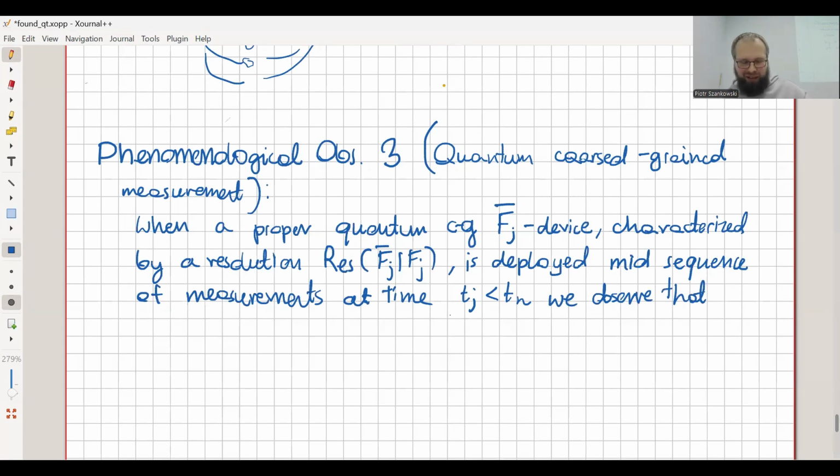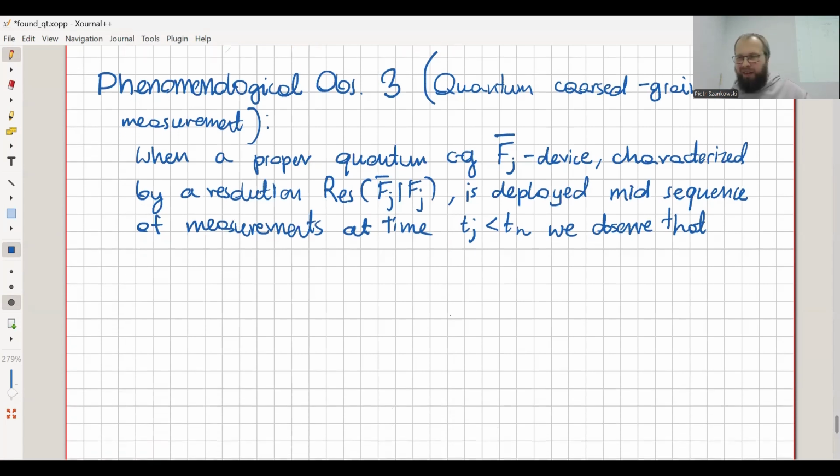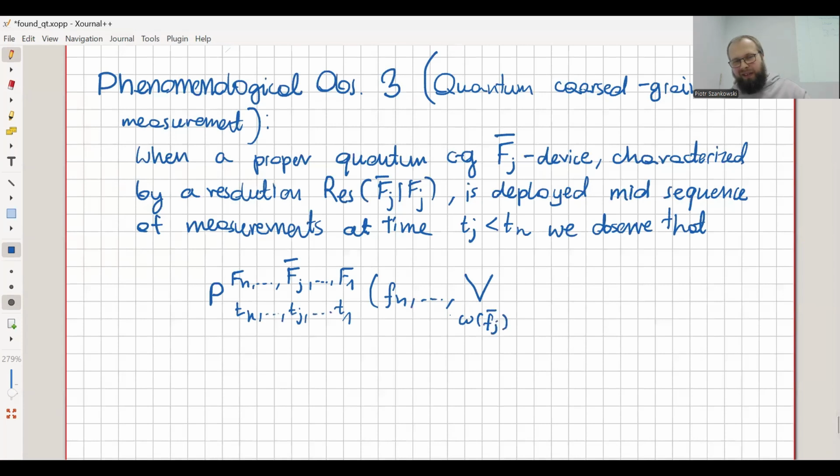this would be another inequality, like in observation 2. So we have our sequence of measurements, we deploy F_J bar mid-sequence, t_m, j, t_1. So we have fine-grained measurement, and here we have of our notation, J bar.